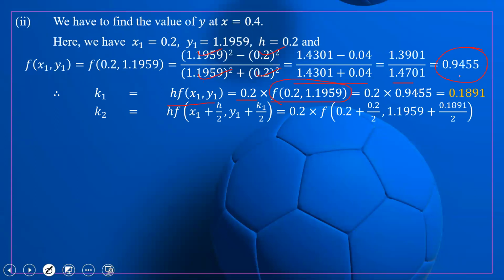What is its value? It is 0.9455. So we have just substituted its value, and the final answer is 0.1891. It is the value of k1. Similarly, we can calculate k2.